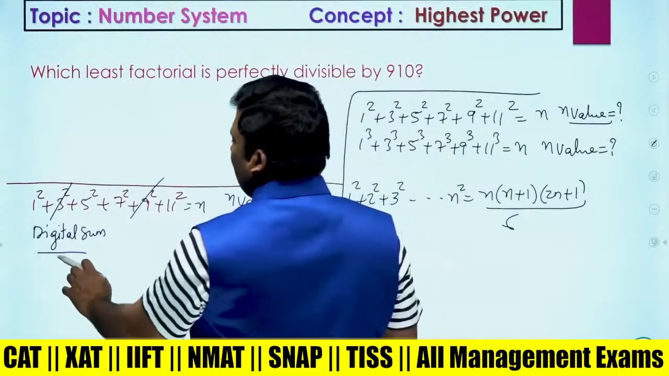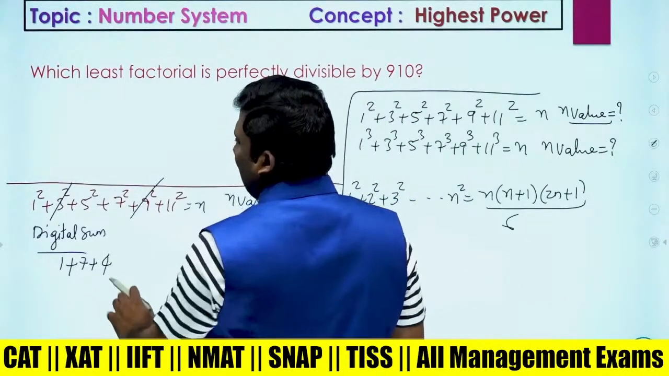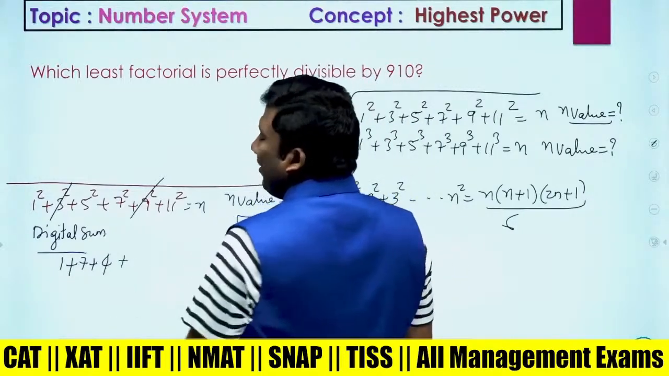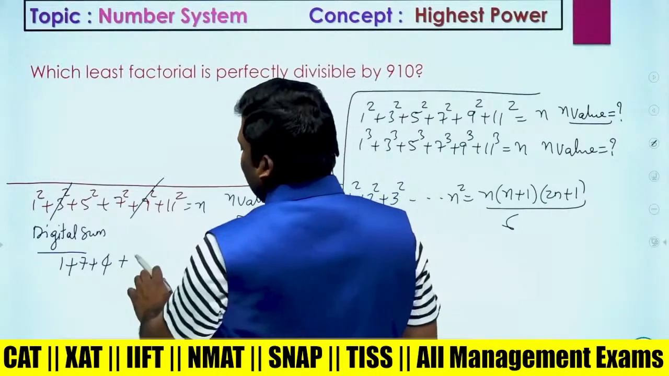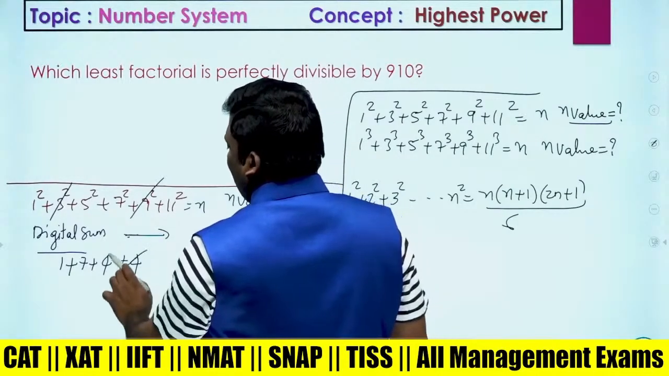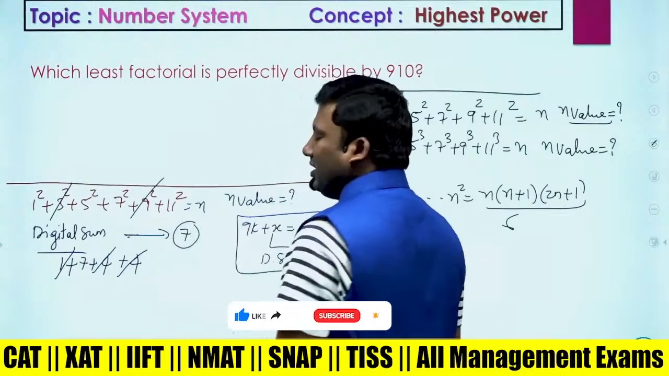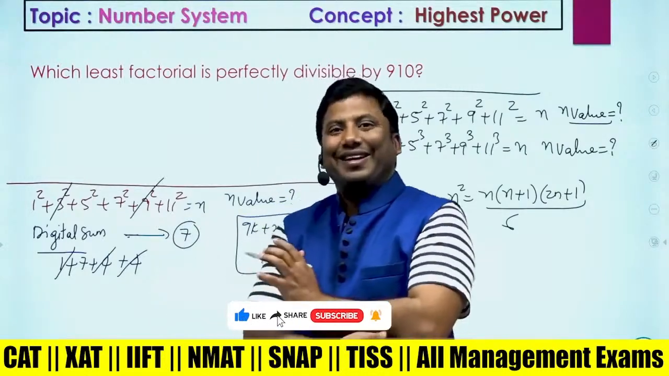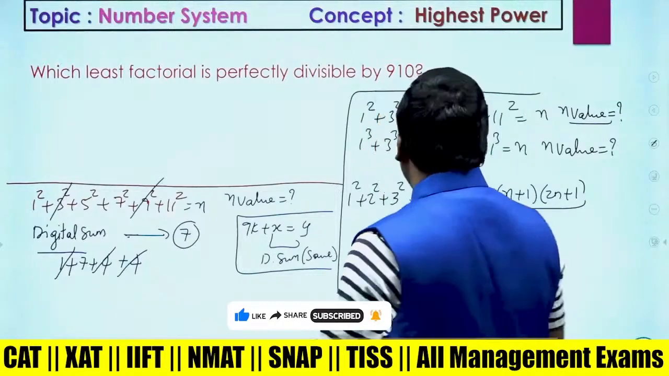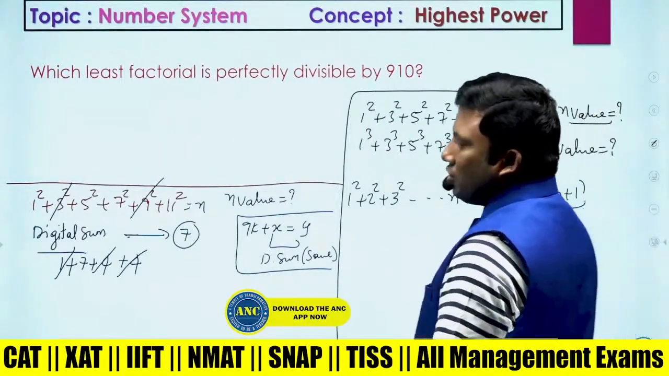1 square, it is 1. 5 square is 25, it is 7. 7 square is 49, digital sum 4. 9 is omitted. 11 square, 121, digital sum is 4. So the answer digital sum should be 4 plus 1 plus 7 plus 4, which is 16, digital sum 7, after 9 is out. Answer digital sum should be 7. I hope the idea is clear.